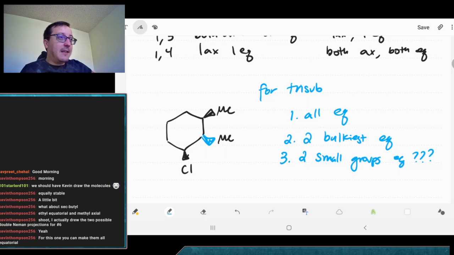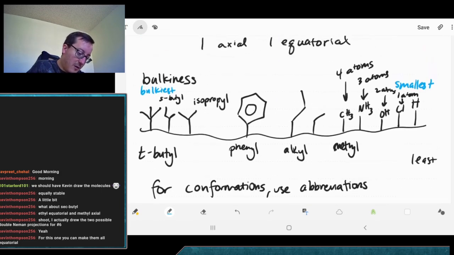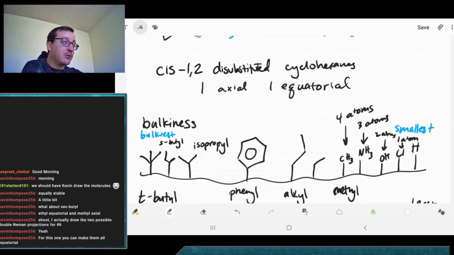This one is going to be harder to make that determination. If it's something super obvious, like where you have one T-butyl group versus two chlorines, the T-butyl is just going to be bigger, right? It's going to be far worse to put one T-butyl up than it is to put two chlorines up.